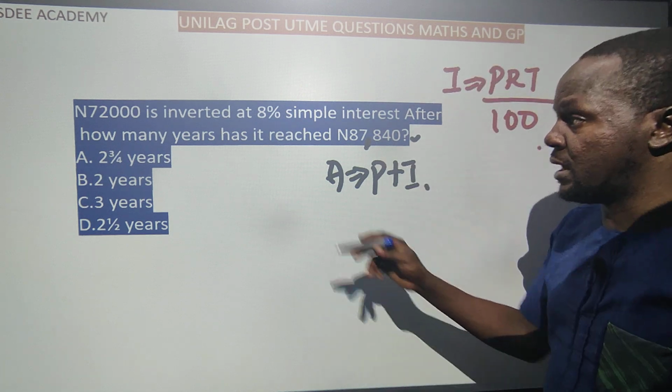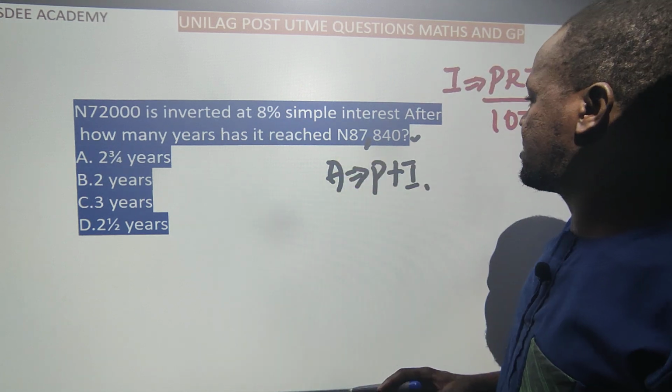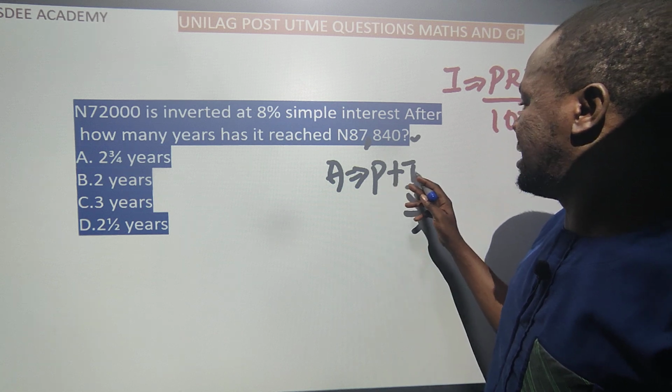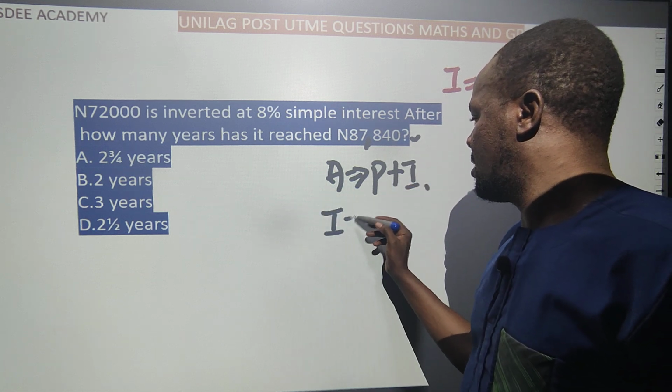Now, if you have this, you say amount is 87,840. So I want to know the interest on it. That means what interest has been earned.